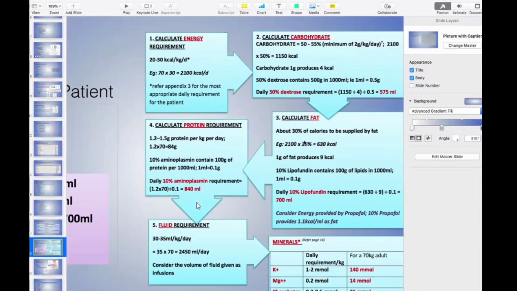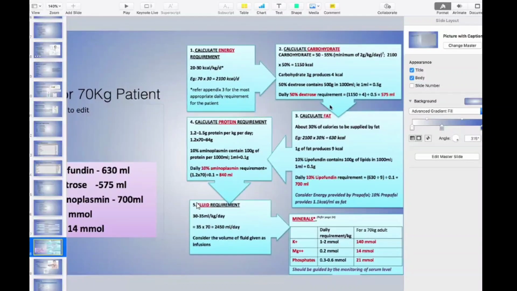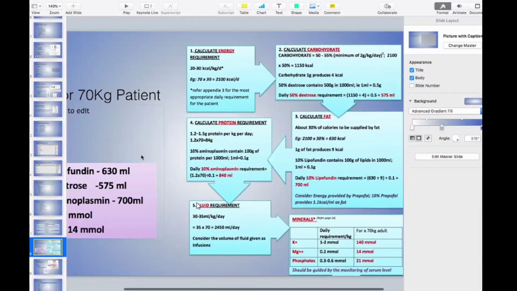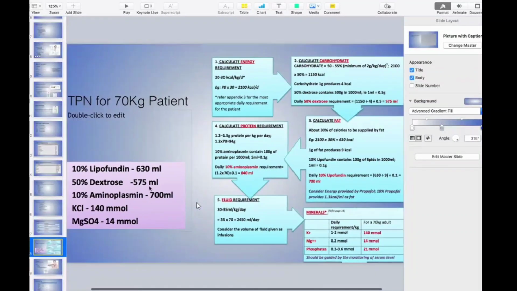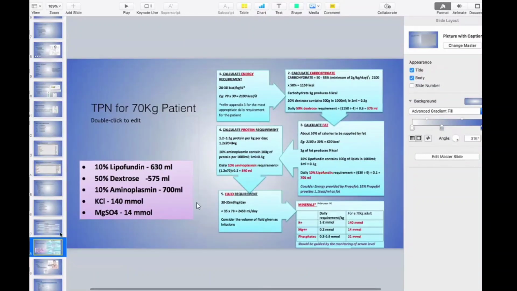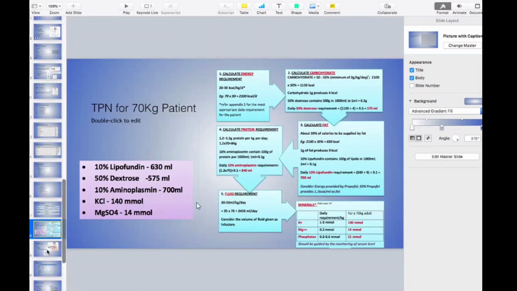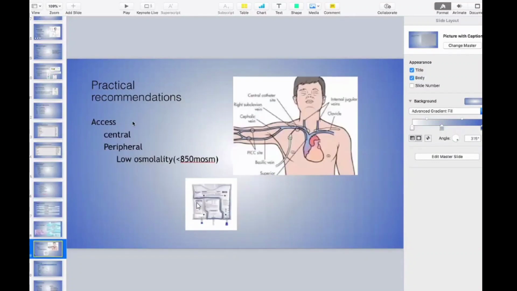Just go through this one, and then you will understand how to calculate the protein and the total parenteral nutrition regime for a 70 kilogram patient. And how do you give this parenteral nutrition? Through a central or peripheral line. The preparations available to us, Aminoplasmal and Lipofundin, should be given through a central line, because their osmolarity is very high, and otherwise they are going to cause thrombophlebitis.